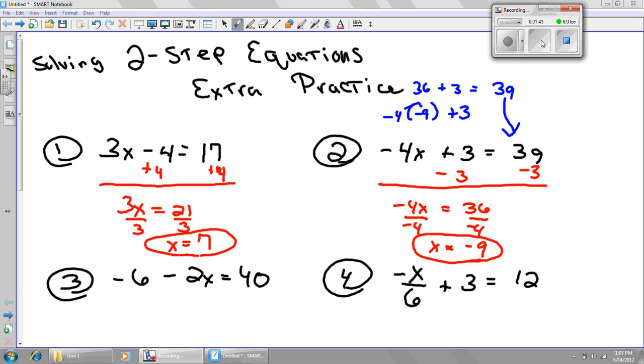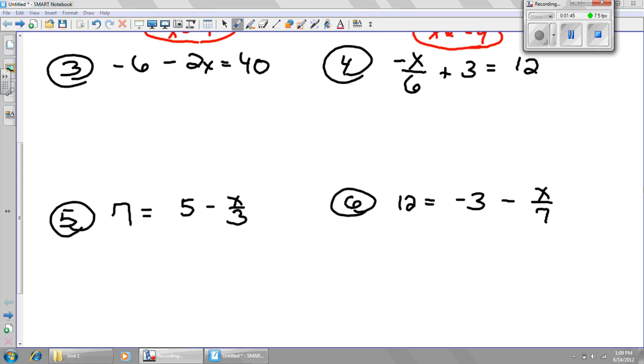All right. Okay, so problem number 3, the first thing I'm going to do is get rid of this 6. It's attached by subtraction. Remember, the 2 is negative, but it's attached by multiplication. So I'm going to get rid of the 6 first.